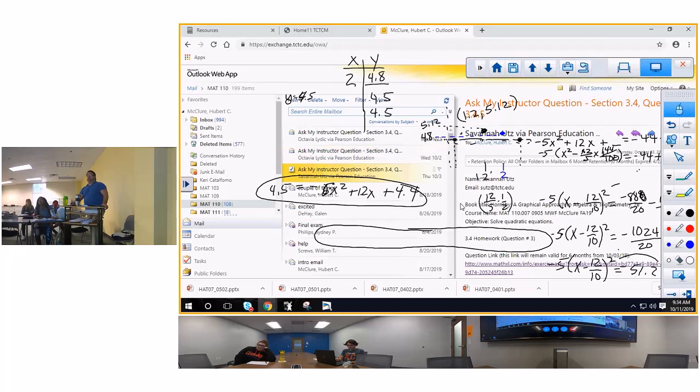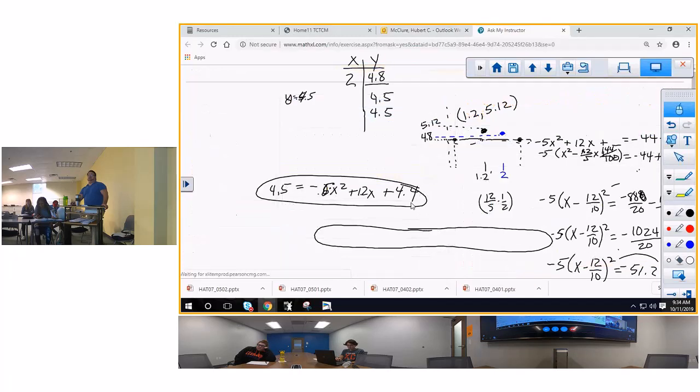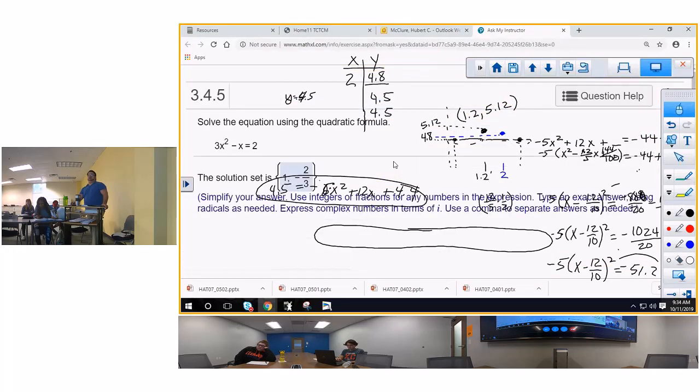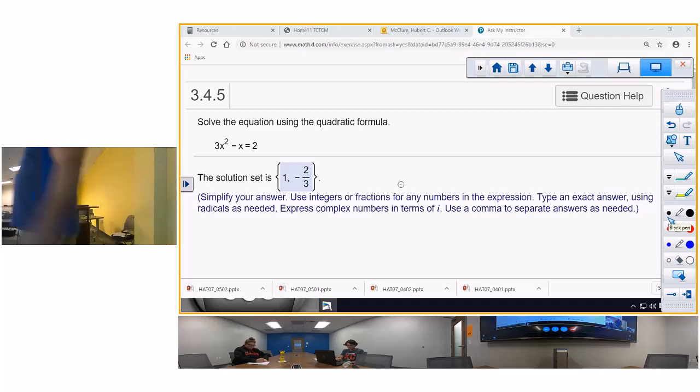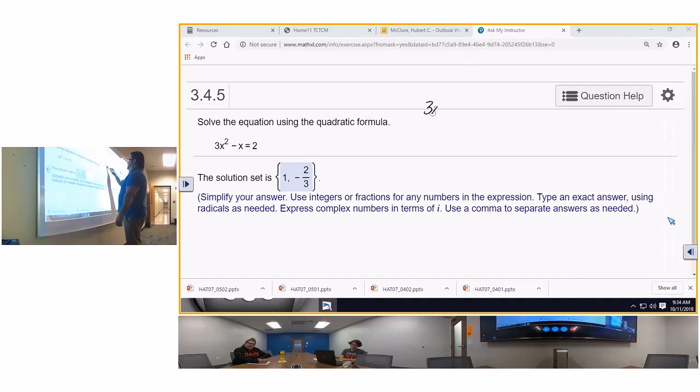I think it's that one. This is by hand, I think. Yeah, that one's by hand. So let's do that one right quick. First of all, you don't have to change anything. You just have to add the blanks on this one. So that's going to be 3x squared minus x plus blank is equal to 2 plus blank.